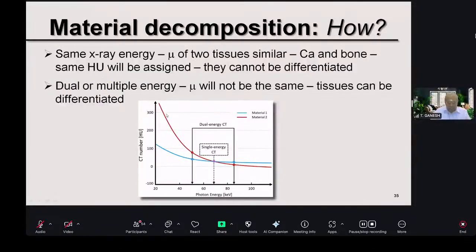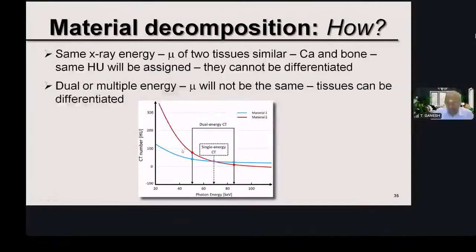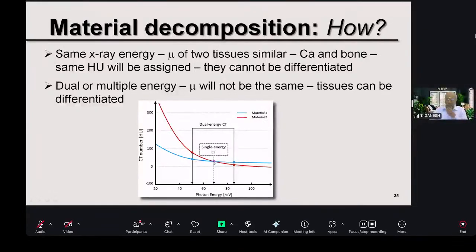See, if you are using only one single energy, there are two materials, material 1 blue and material 2 red. Now, if you are using a single energy CT, like in the conventional CT, we are determining mu of a particular voxel, and two different materials can have the same mu. But we do not know whether this material is material 1 or material 2. Both have the same mu at that energy.